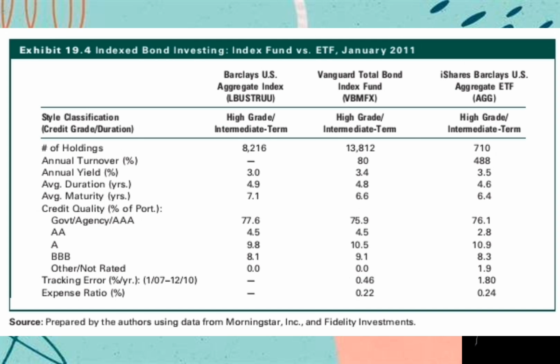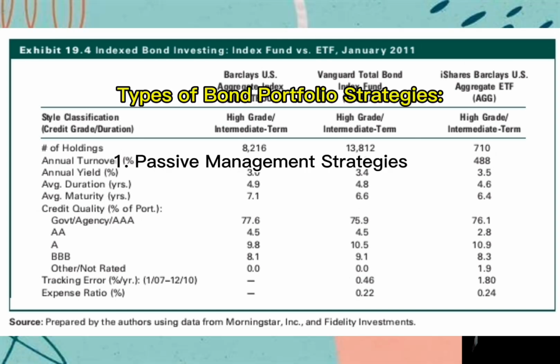The table details key characteristics including the number of holdings, annual turnover, annual yield, average duration and maturity, credit quality breakdown like percentage of portfolio in government, agency, AAA, AA, A, BBB, and other or not rated, tracking error, and expense ratio. The data reveals differences in the number of holdings, portfolio composition by credit rating, and expense ratios, allowing investors to compare the characteristics of these similar but not identical investment choices.